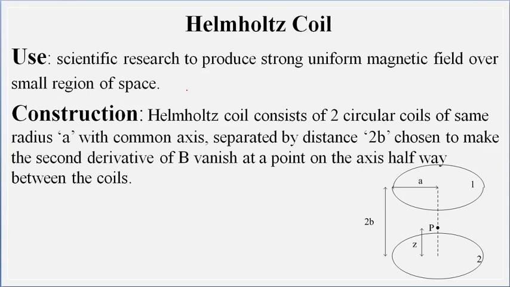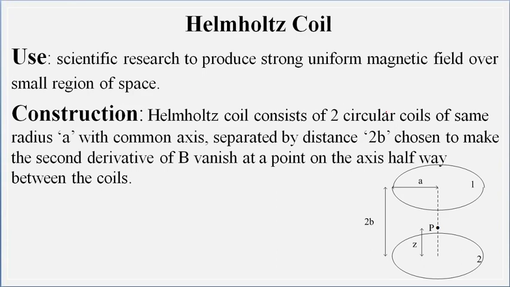Now, Helmholtz coil is essentially used to produce very strong uniform magnetic field in a small region. Suppose in a very small region you want a very large field, then the Helmholtz coil is used. Now such high magnetic field, uniform but very strong, is required in a small region, especially in scientific research. Now the Helmholtz coil consists of two coils.